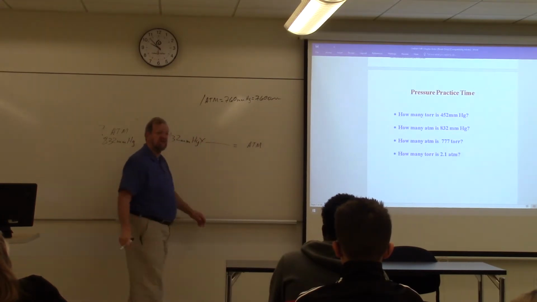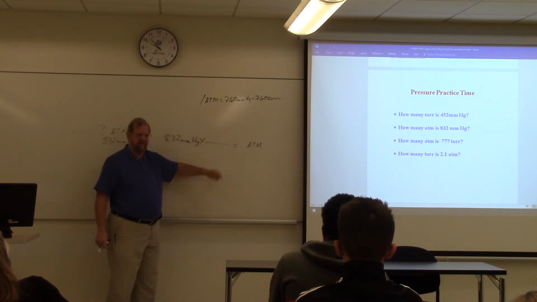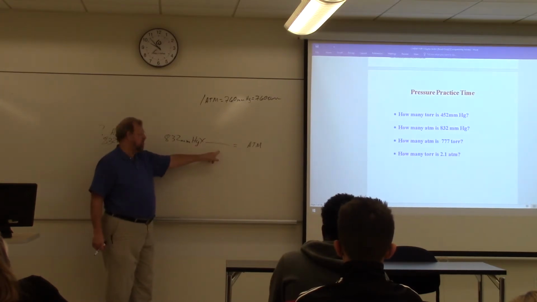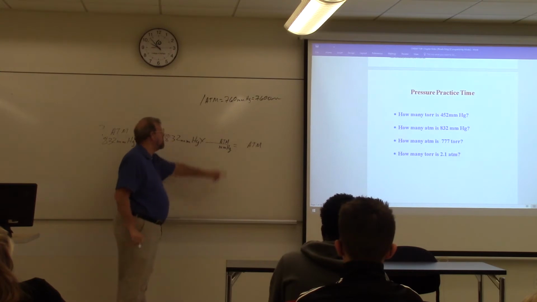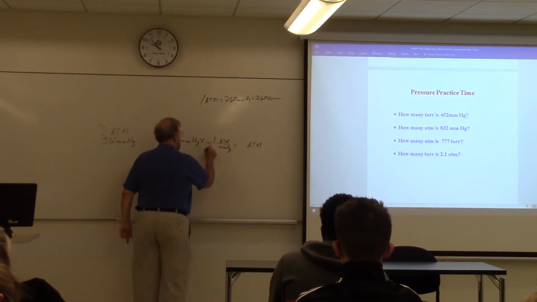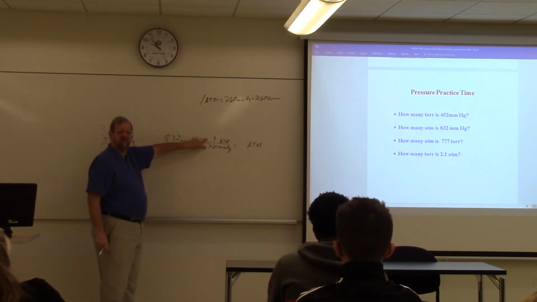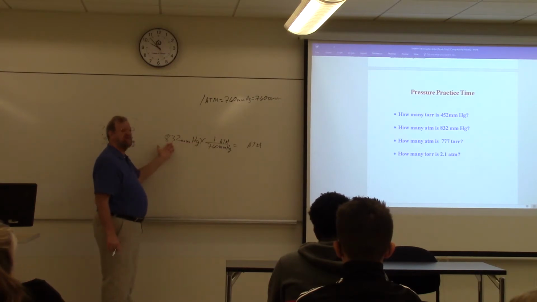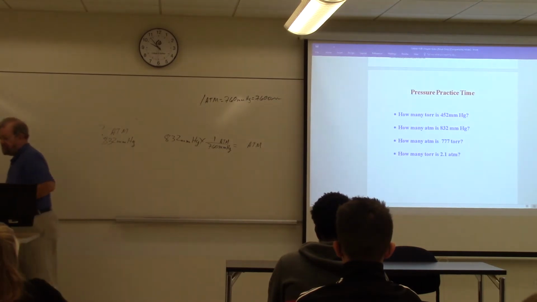What do I use? Unit analysis. Whatever I'm trying to get to goes on top. Whatever units I don't want go down here. Where do I get those numbers? From the definition. 1 atmosphere equals 760 millimeters of mercury. These are both exact numbers. Therefore, I have 3 significant figures here. My answer should have 3. And now I'll pick up my calculator.